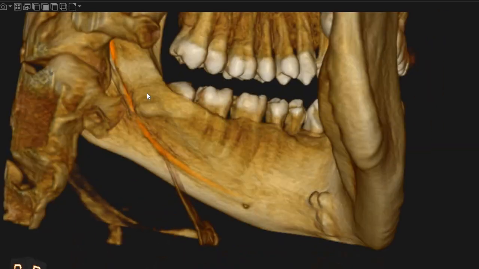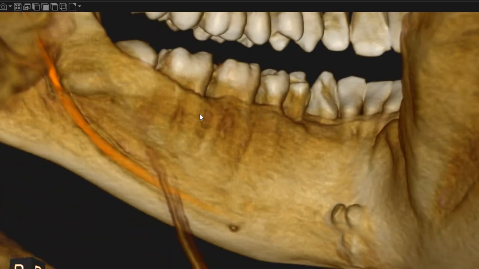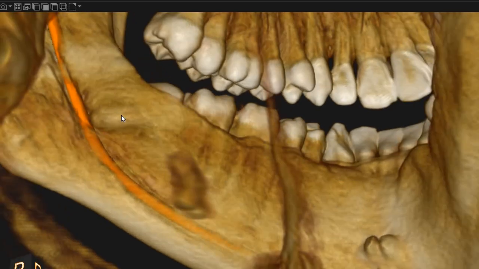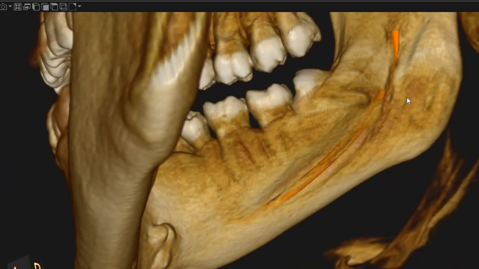So here you can see that the lower left wisdom tooth is actually very closely associated with the inferior alveolar nerve right here, and the lower right wisdom tooth is actually relatively far away.